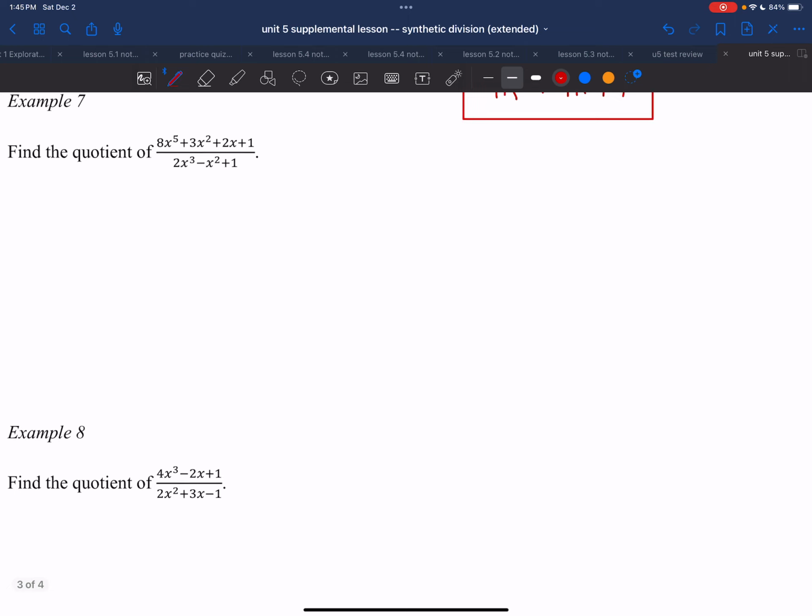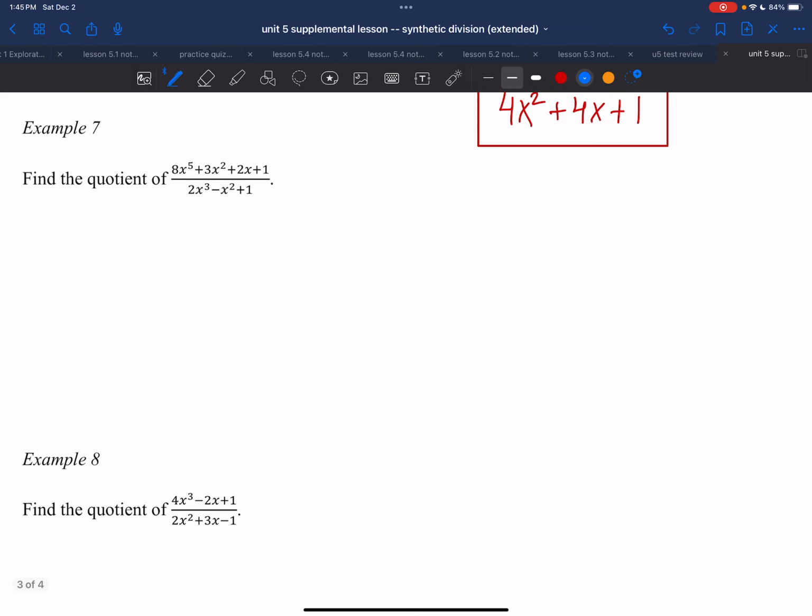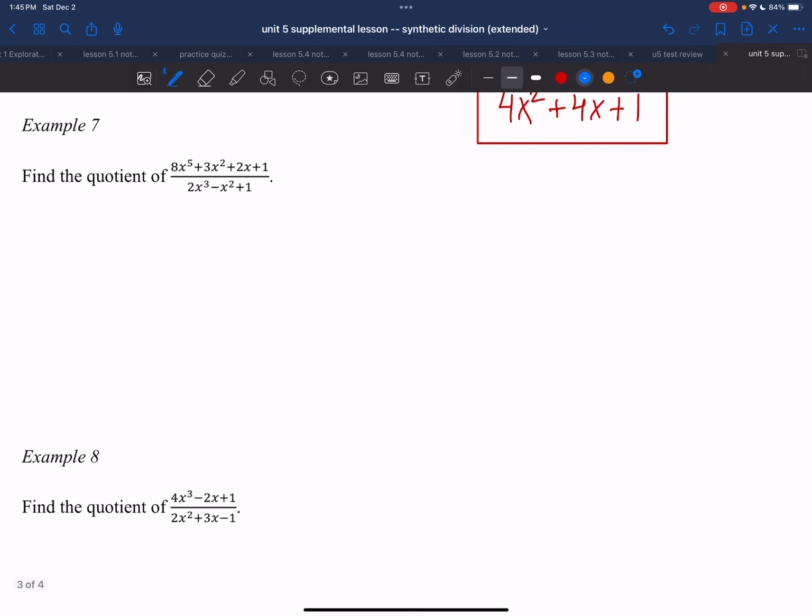Let's see some more examples. Example 7. So copy down the coefficients. 8x to the 5th, 0x to the 4th, 0x cubed, 3x squared, 2x, 1. Right?